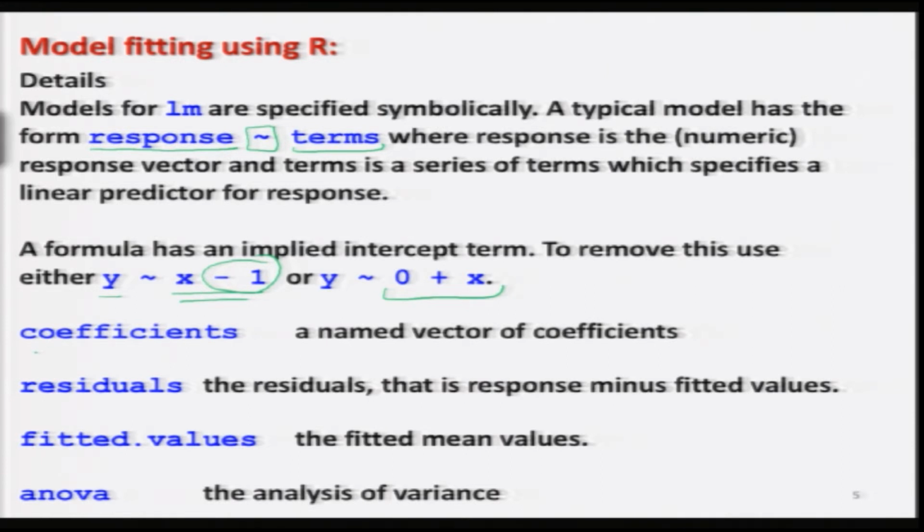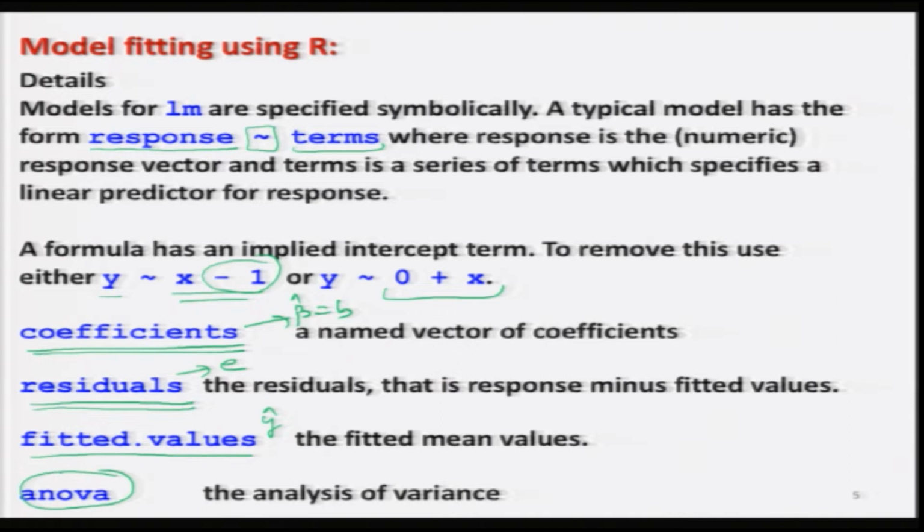Well, in case you want to retrieve the information on coefficients, then you have to use the option coefficients, and if you want to obtain the residuals, you have to use the command residuals with the lm command, and if you want to have fitted values, you can use the command fitted.values. This will give you the value of y hat, residuals will give you the value of e, and coefficients will give you the value of beta hat, which was your b, right.